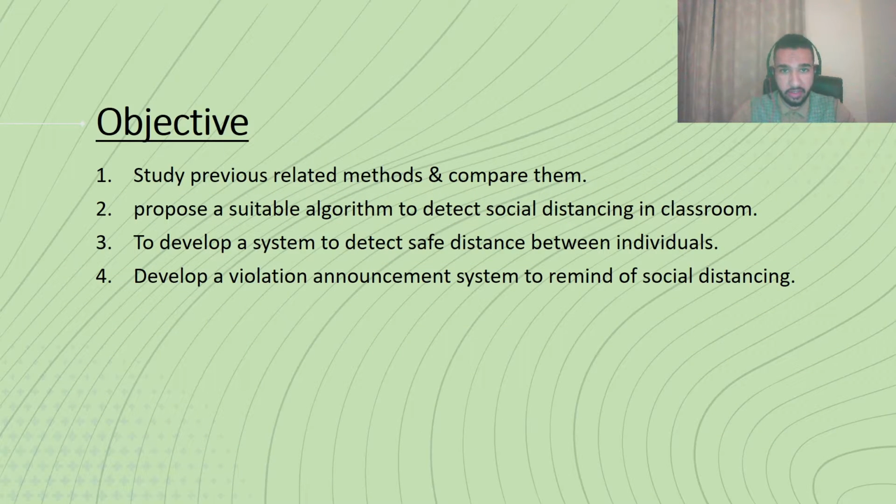Now, coming to the objectives, we have four objectives for this project. The first one is to study previous related methods and compare them. Second one is to propose a suitable algorithm to detect social distancing in classroom. Third one is to develop a system to detect safe distance between individuals. And lastly is to develop a violation announcement to remind of social distancing.